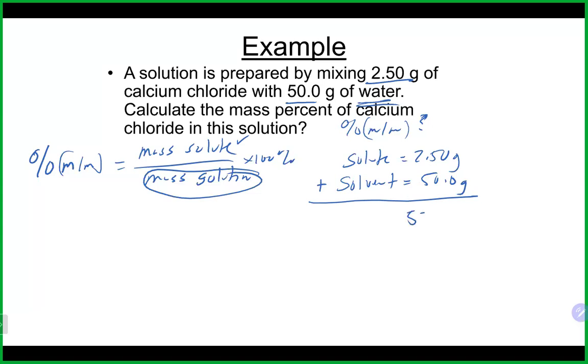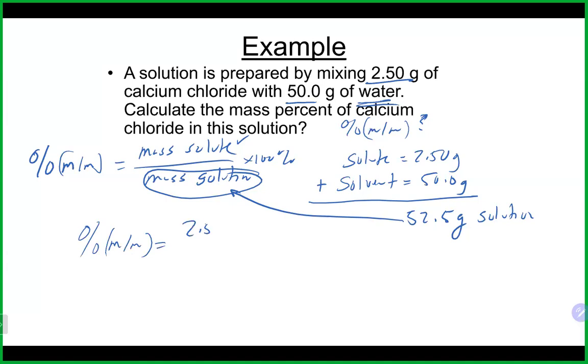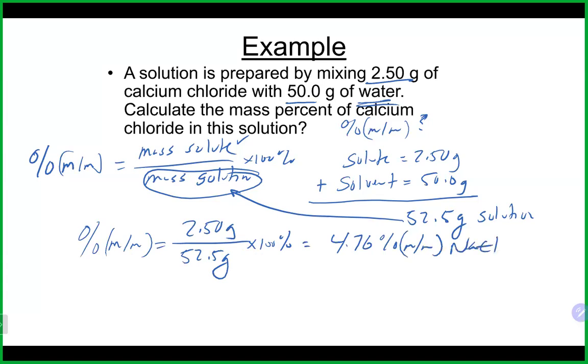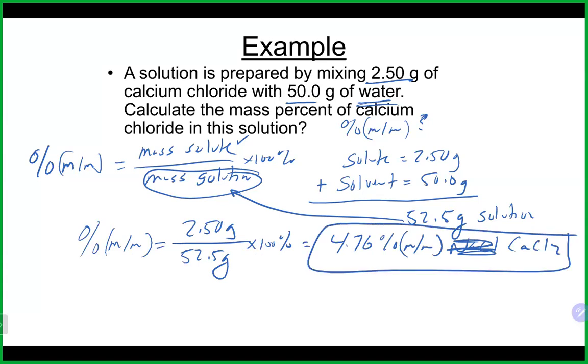So that's going to get us 52.5 grams as the mass of the solution together. Again, not just 50 here. And we want to make sure we do get that. So now that we have that, our percent mass to mass here would be 2.5 grams of our sodium chloride divided by 52.5 grams of our solution times 100%, which gives us 4.76% mass to mass. And you can put sodium chloride there if you want, or actually it's calcium chloride. That might be better. Calcium chloride in this case here.